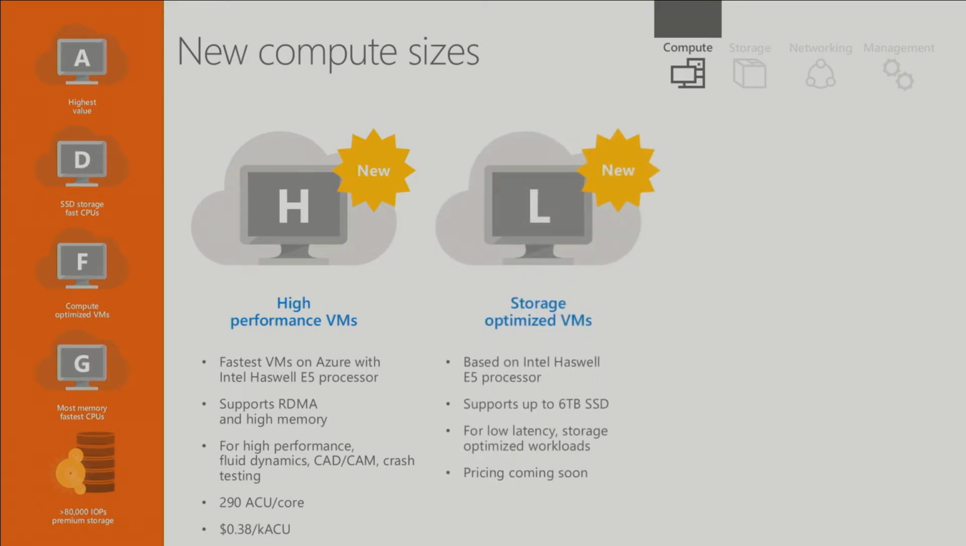Moving on to the next size. The L size, which we've announced and which will be available next month, is a storage optimized virtual machine. We talked about G series. On similar lines, this has a large amount of local storage for you, up to 6 terabytes. These can help you with NoSQL databases, Cassandra, MongoDB, and such. We'll be sharing pricing and other details on this in the coming weeks.